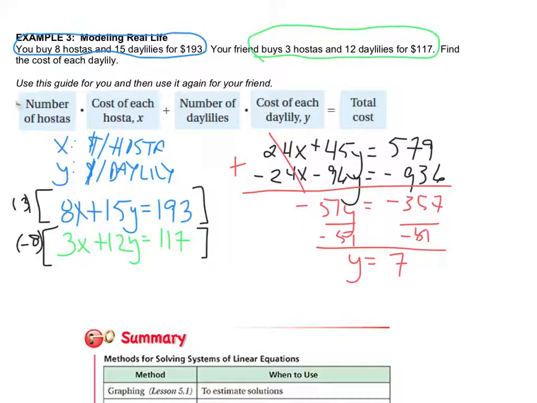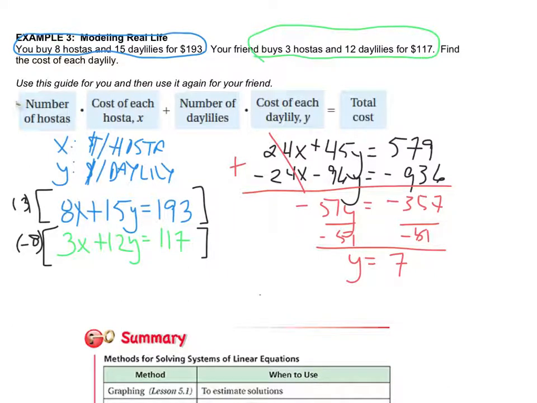So now I have 7. So basically, the question is saying to me, what is the cost of a daylily? Well, think about that. The daylily cost is the y's, right? Right here. So do I already have the y? I actually do. They're not saying what's the cost of the hosta. They're saying what is the cost of the daylily? Well, I have that answer. So in reality, I don't need to continue here.